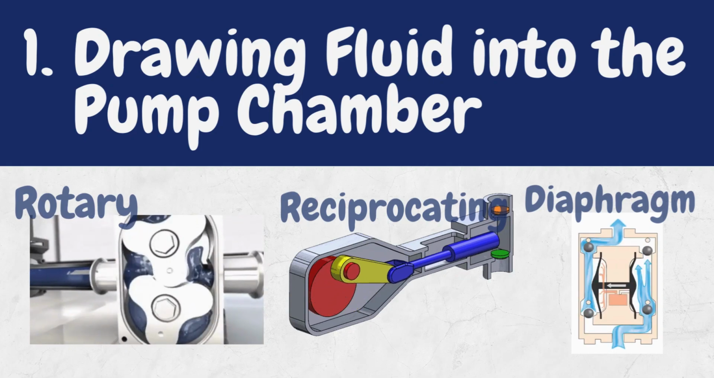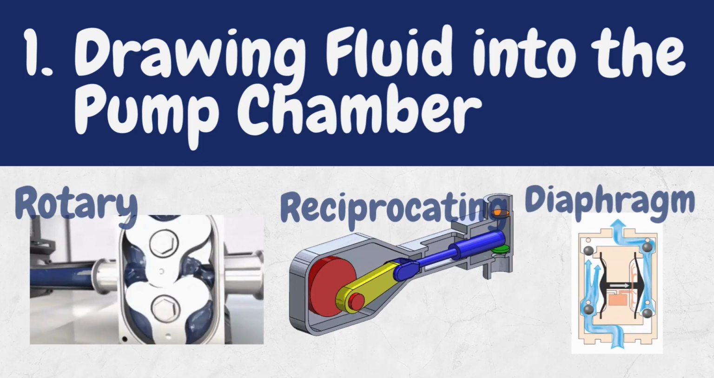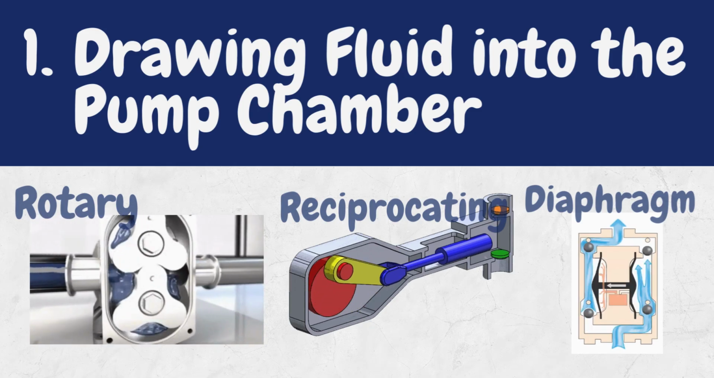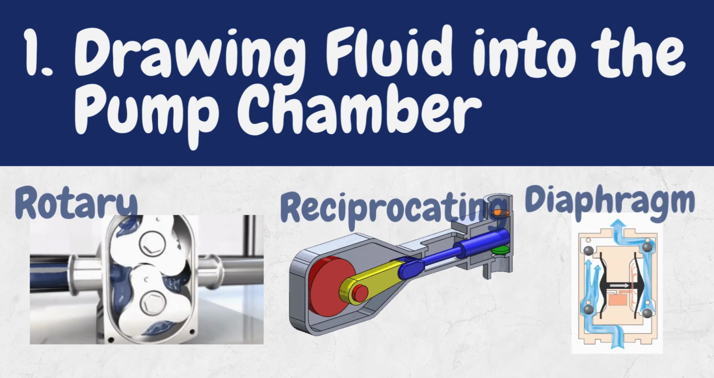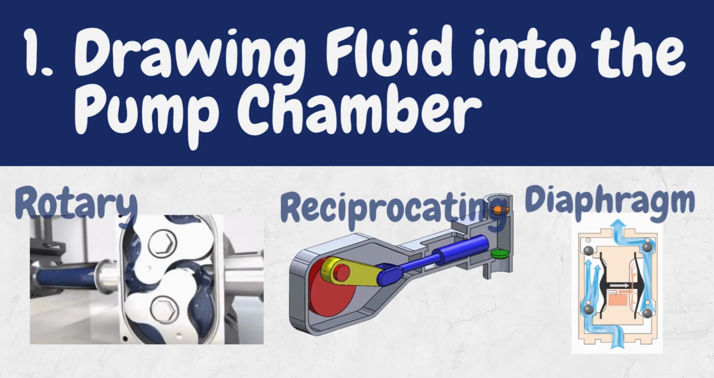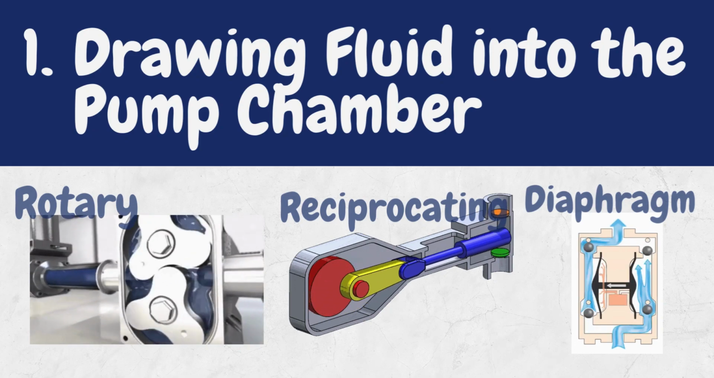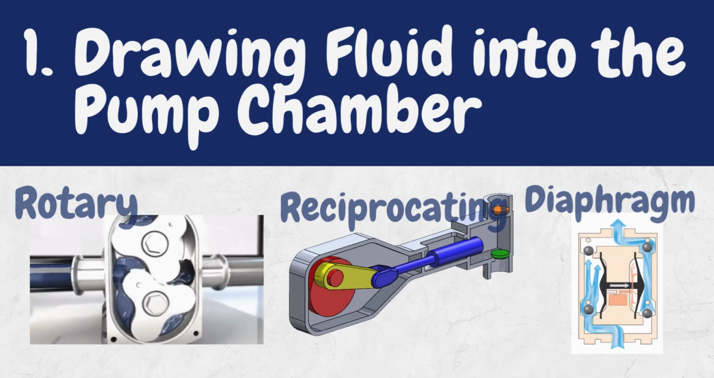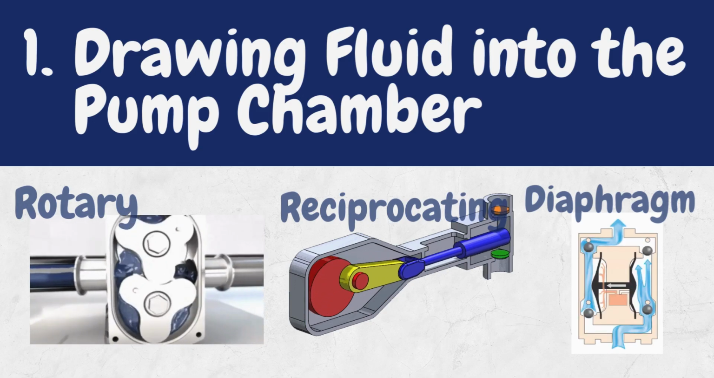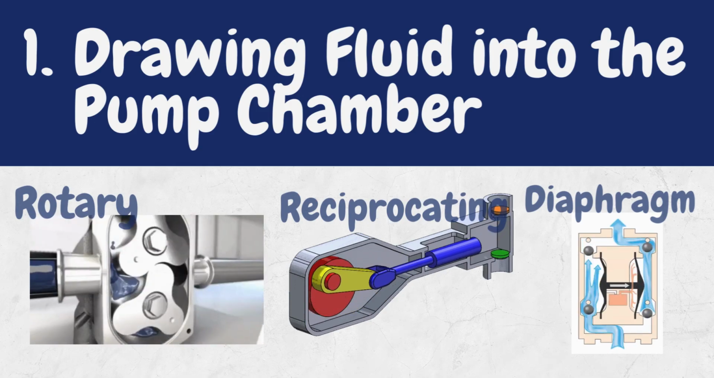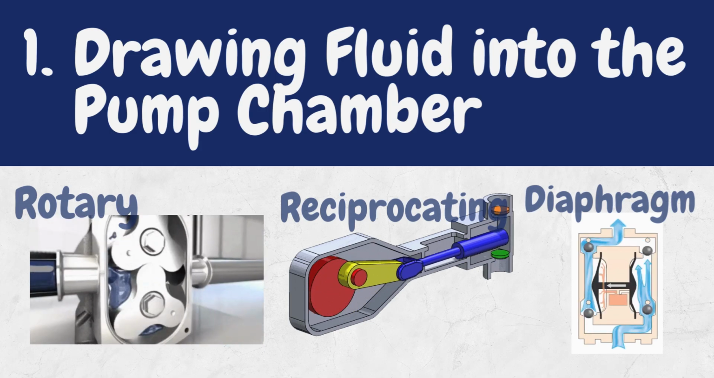Okay guys, firstly the inlet valve opens to let the fluid enter the pump chamber. This can be done through various mechanisms depending on the type of pump. Talking about the rotary system first: in a rotary pump, like a gear pump or a vane pump, the rotating components create spaces that allow the fluid to flow in. Means, guys, in a rotary pump the gears, vanes or rotating components create a space that allows the fluid to get into the pump. Okay?